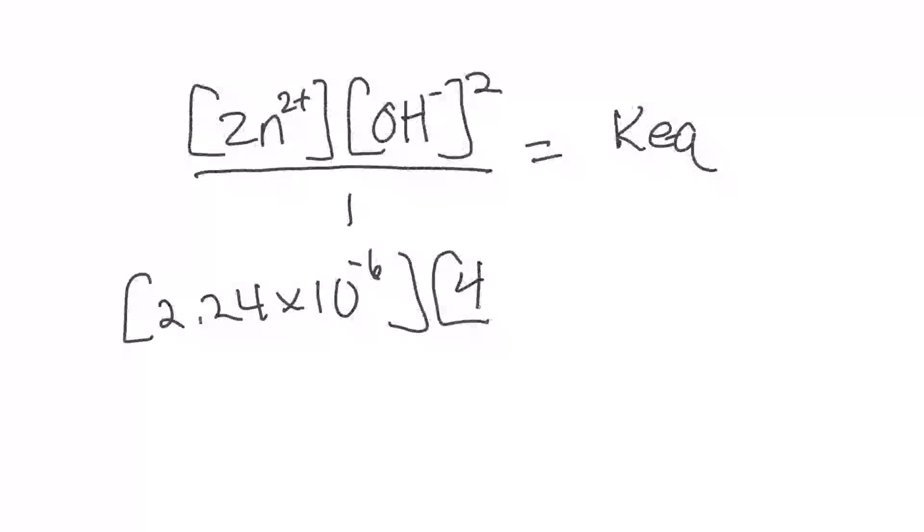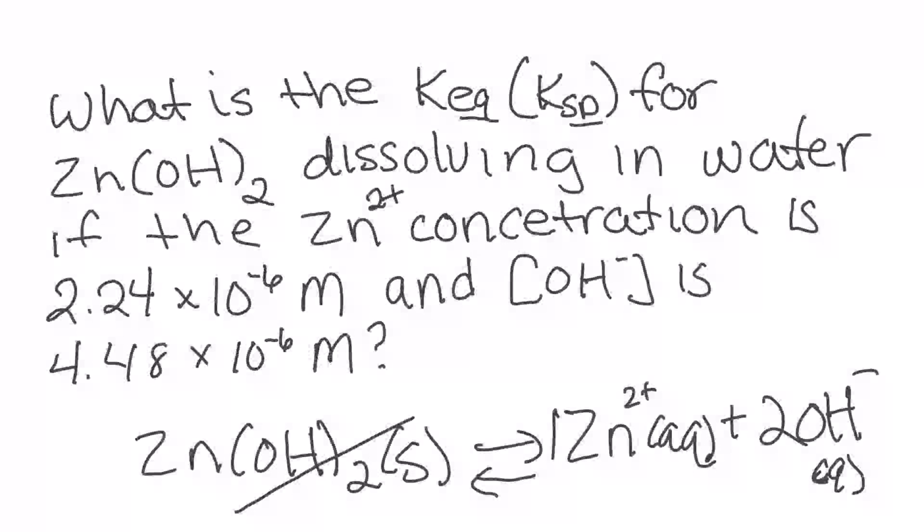And you might recognize that that's exactly twice this. So why is it twice that? Well, in this case, every time a zinc hydroxide dissolves, I get 1 zinc and 2 hydroxides. So that seems to make sense.